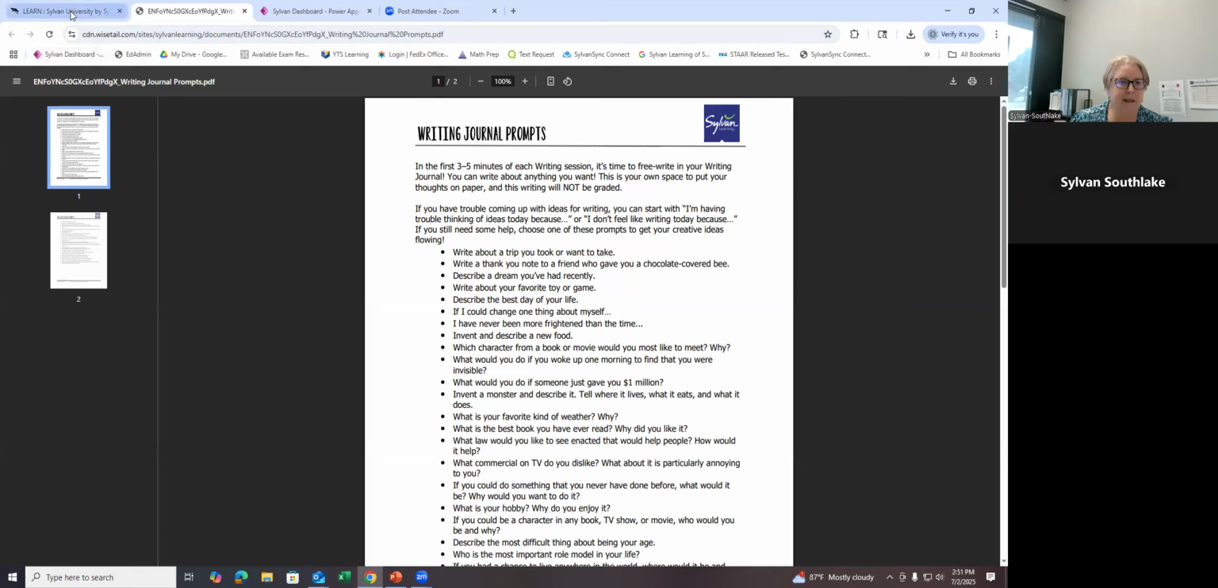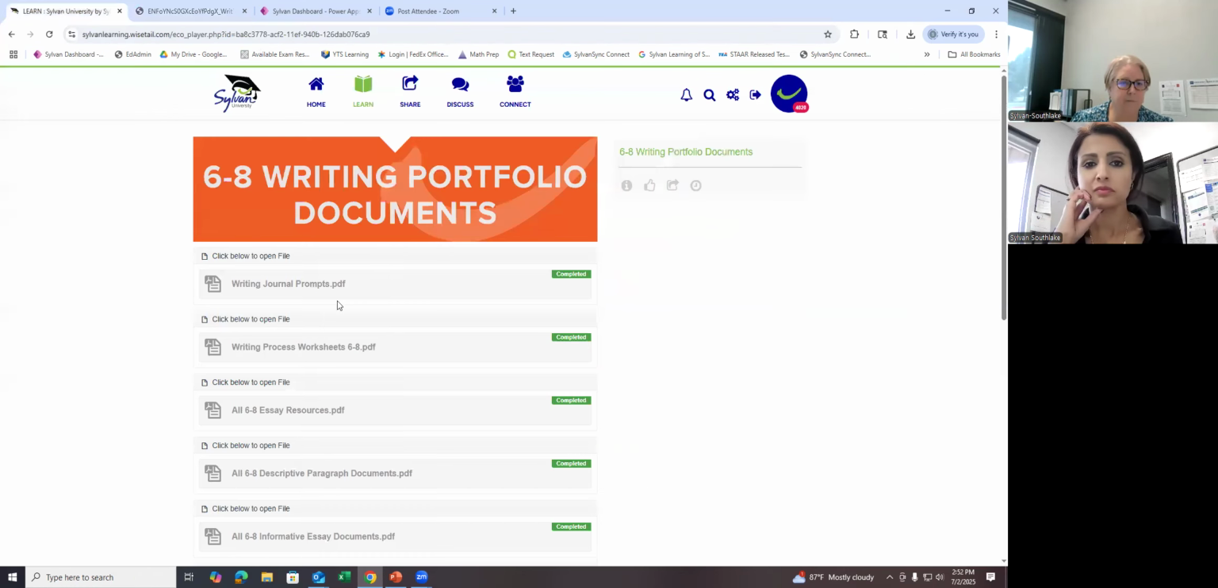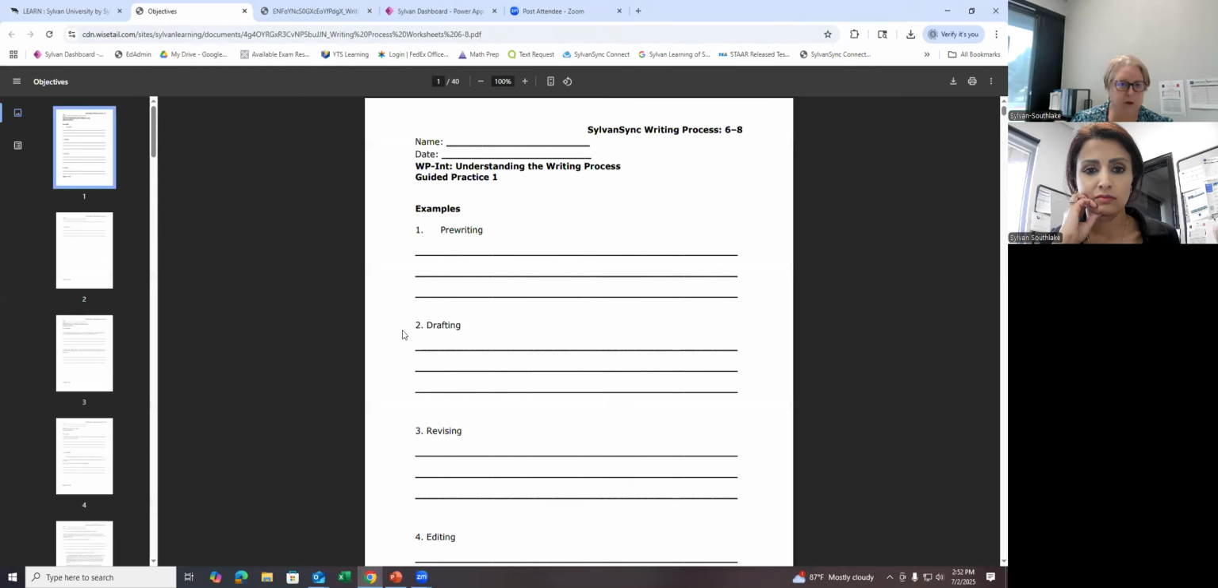Okay, then you're going to go back to the same page, and you're going to look at the writing process worksheets and print those out. I recommend that you do these back and front, the writing journal prompts and the writing process worksheets.